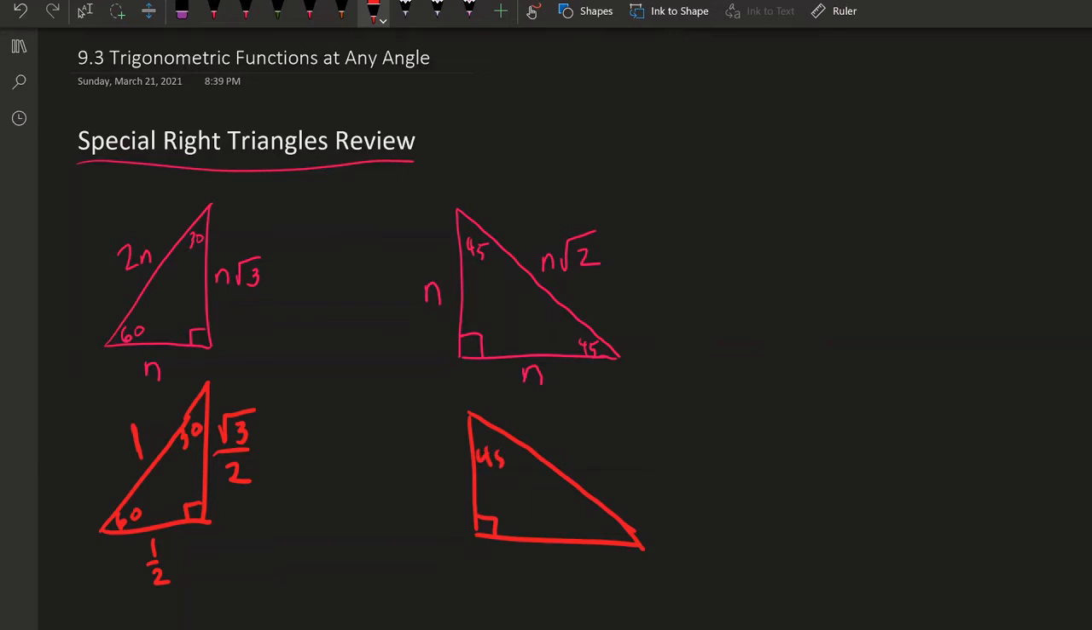If I have this 45, 45, 90 triangle and the hypotenuse is 1, then I would divide by the square root of 2, so this would be 1 over square root of 2. But I'm not allowed to have a radical in the denominator, so I'm going to multiply by the square root of 2 over the square root of 2 to rationalize it. So I get the square root of 2 over 2 is how big this side is, and then of course the other side is going to match it. Those two triangles in red are worth memorizing because they're going to come up a lot in the upcoming chapters.